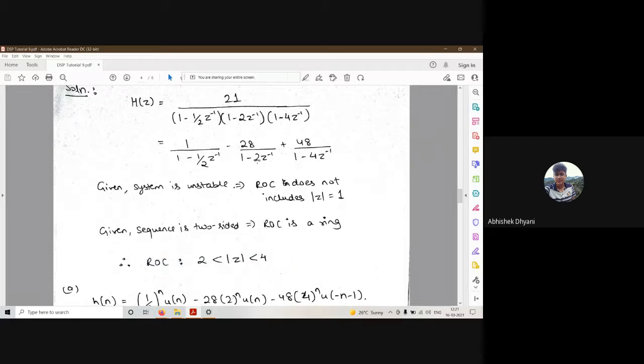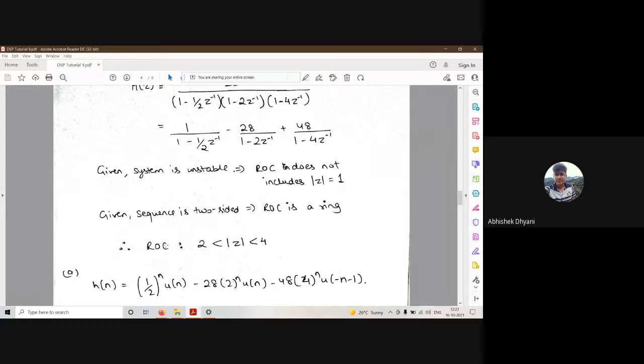Using this, we can find out h of n. For the 1 by 2 term, it is a right-sided sequence, so 1 by 2 raised to the power n times u of n. The next part is again a right-sided sequence, so I get 28, which was the numerator, times 2 raised to the power n u of n. Finally, the part with 48 is a left-sided sequence, so there is a negative sign here, then 4 raised to the power n times u of minus n minus 1, because of the left-sided sequence. And this is the overall impulse response.